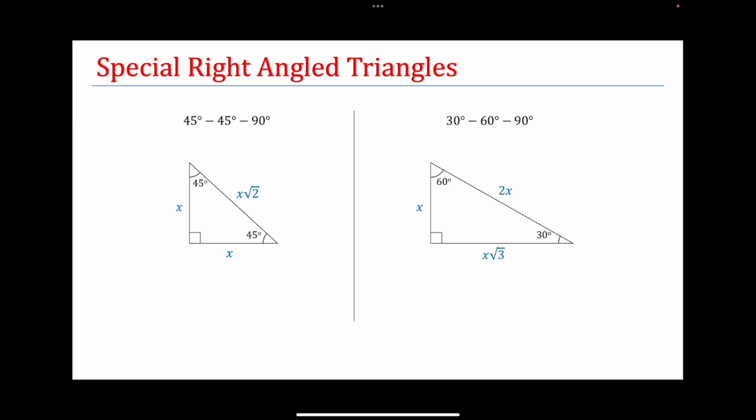Next is 30, 60, 90 triangle. So in this triangle, the ratio of the sides is 1:√3:2. So the side adjacent to 60 degrees is x, and the side adjacent to 30 degrees is x root 3, and the hypotenuse is 2x.